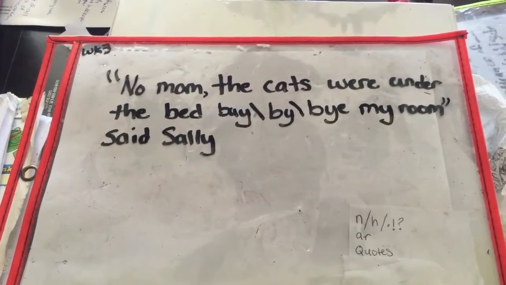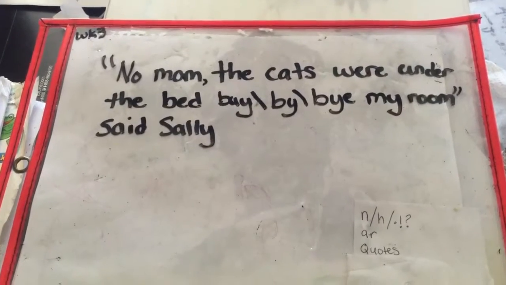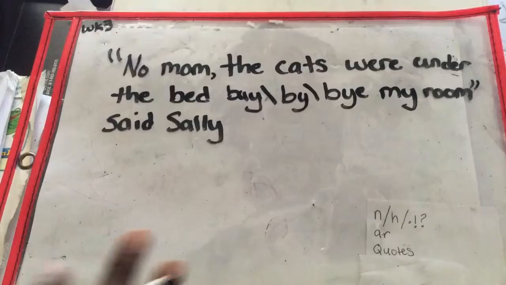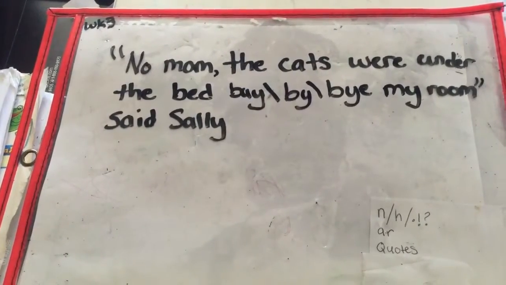Commas hug the word they follow. That is, they come right next to it, not the word after them. So, as you can see, we have a sentence with quotation marks in it.